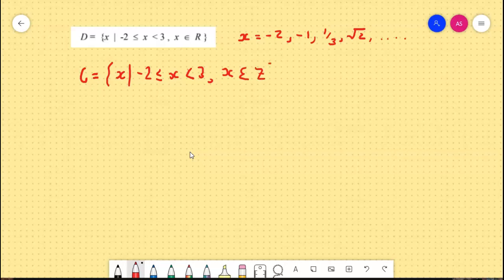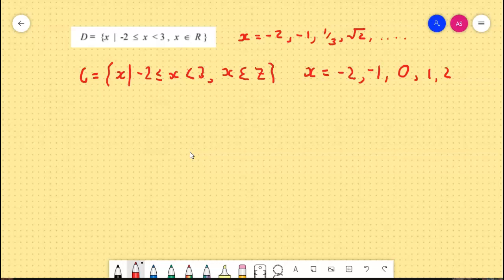Z. Now if you remember, Z are the integers, so this time we've got a finite number of terms. So for example, X could be -2, X could be -1, X could be 0, 1 and 2. There's nothing else it can be. It's less than 3, it's not any of the fractions or irrational numbers. So there we have all of that.